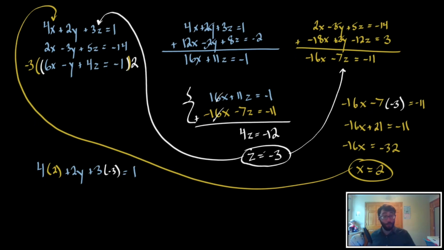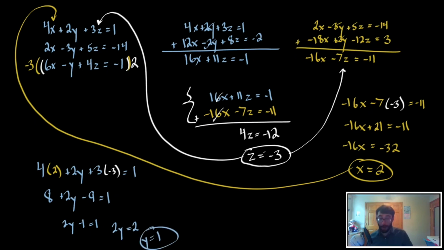And now this is the easiest part of the whole series of elimination and substitution we had to do. Now I just solve for the last variable. So I'm going to do 4 times 2, which I hope you know is 8, plus 2y. 3 times negative 3 is negative 9, is equal to 1. I can now combine some like terms. I'm going to get 2y minus 1 is equal to 1. That's going to give me 2y is equal to 2, which gets me y is 1, okay? And that is going to be part of our solution.